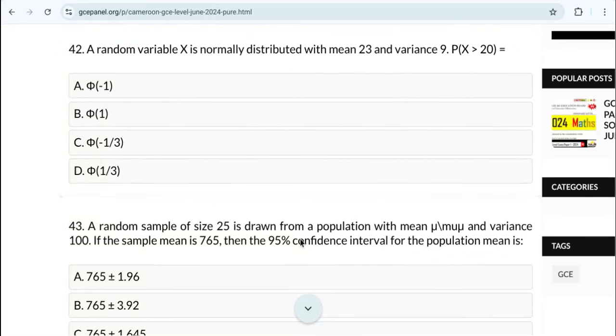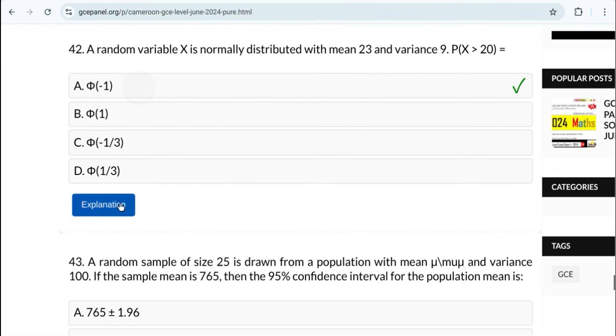Question 42. A random variable x is normally distributed with a mean of 23 and variance of 9. What's the probability of x greater than 20? Here they just want us to find the standard score, right? You can see phi of negative 1, phi of 1, and so on. So you just need to standardize the score. To standardize the score, the key here is actually A.